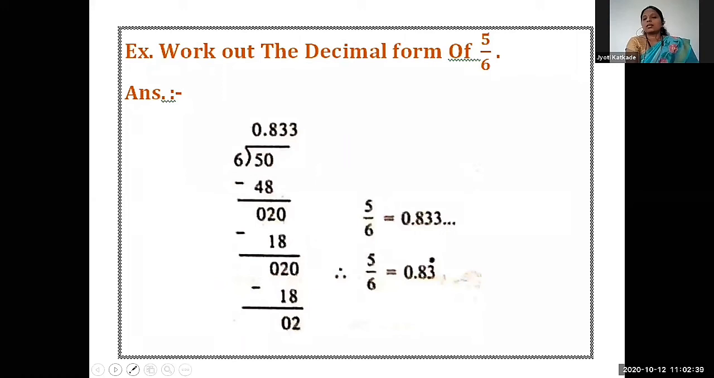Students, do you understand the difference between terminating and recurring decimal form? Yes, teacher. Okay. Have you any question? No. Okay. See the next example.